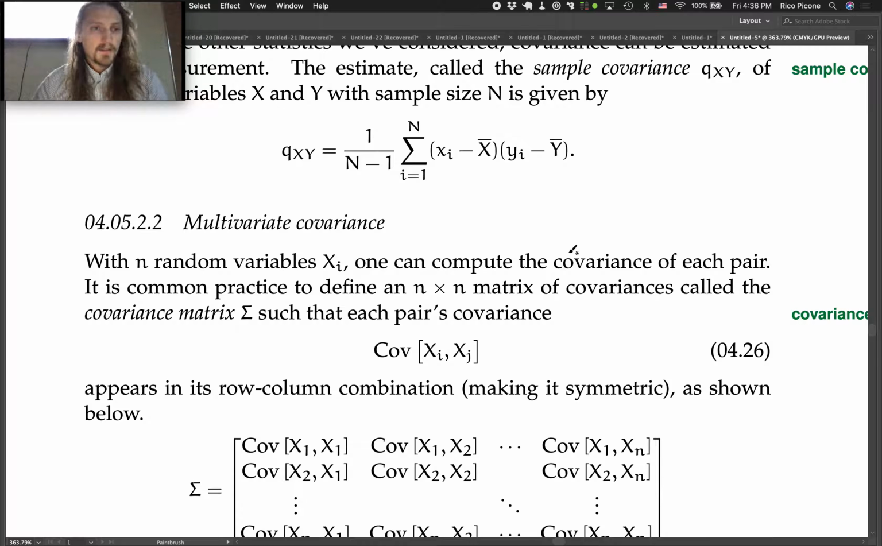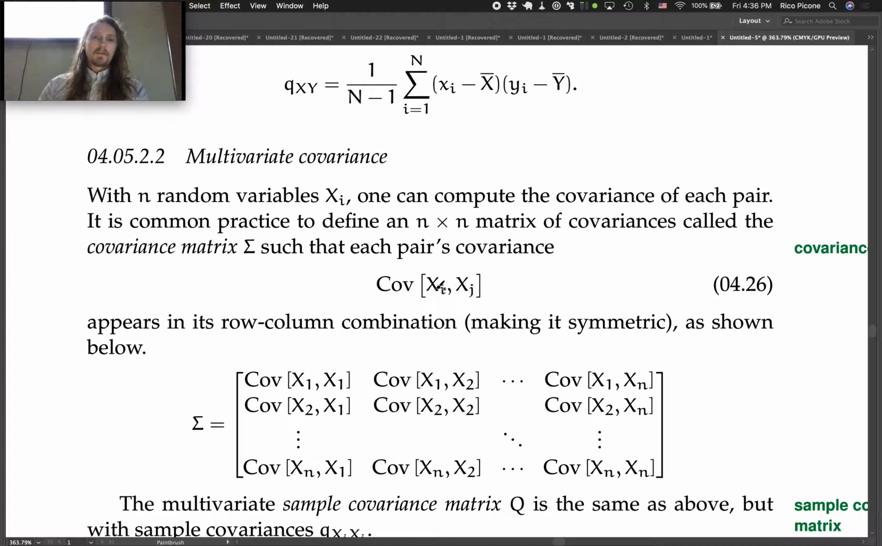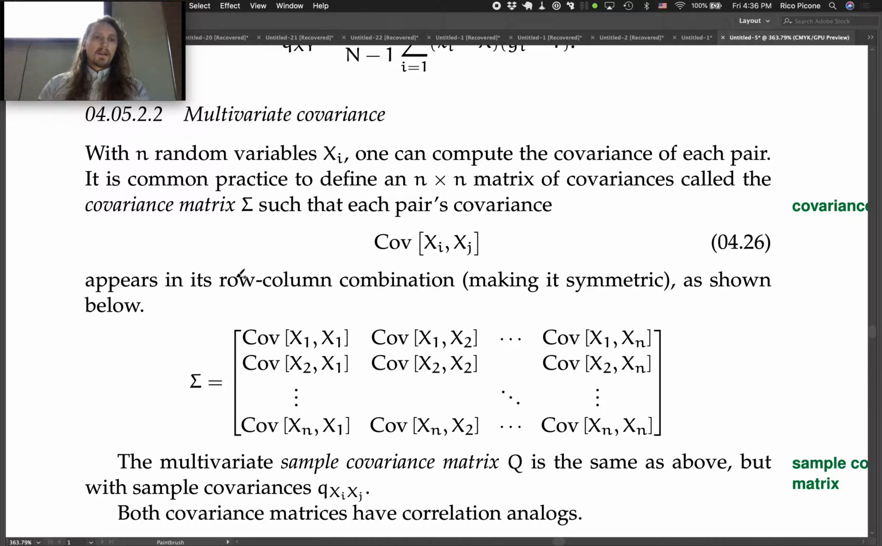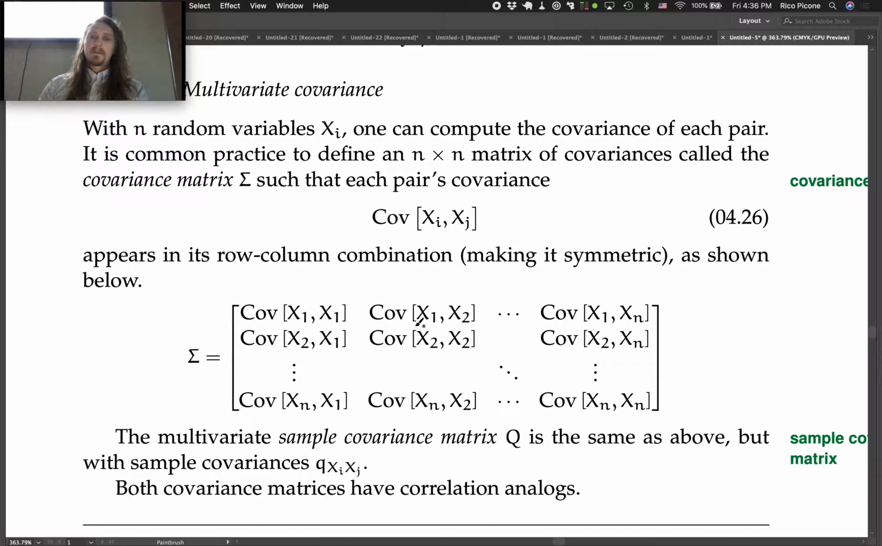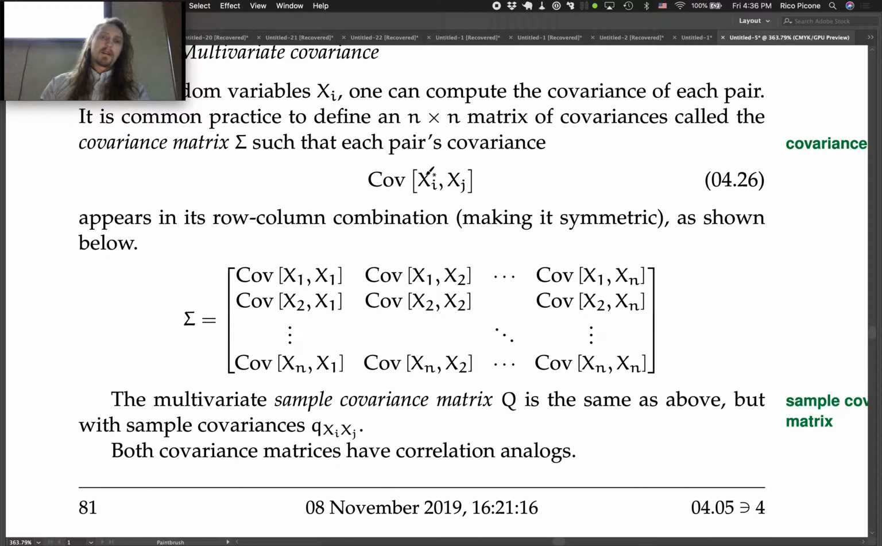Multivariate covariance. With n random variables xi, one can compute the covariance of each pair. It is common practice to define an n by n matrix of covariance called the covariance matrix, sigma, such that each entry is the covariance of xi and xj. It appears in its row-column combination, making it symmetric, as shown below, because the covariance of xi, xj equals the covariance of xj, xi.